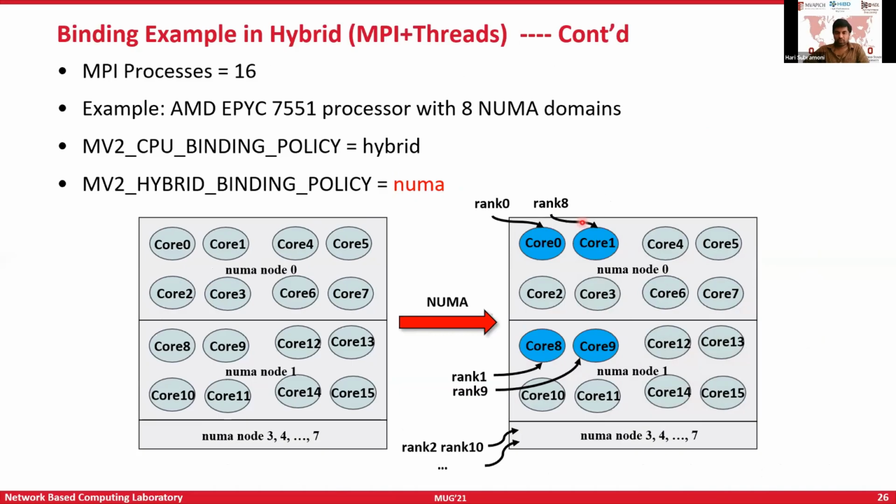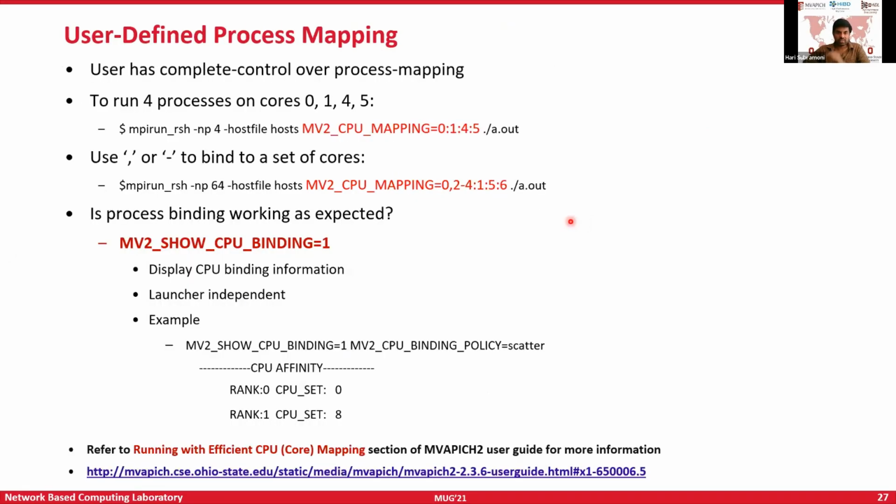If you want to figure out how exactly this binding policy works, then this environment variable is going to be very, very useful for you. There is an environment variable called MV2_SHOW_CPU_BINDING, which is going to tell you which CPU set each process is getting bound to.